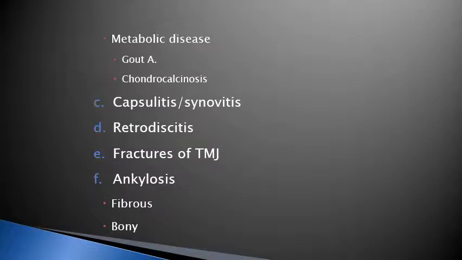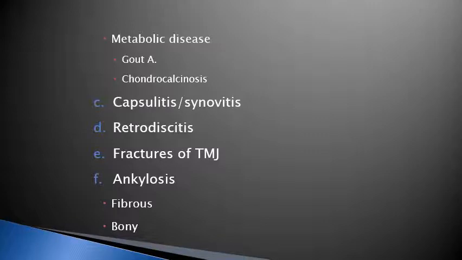You have metabolic diseases: gout and chondrocalcinosis. For the majority, these two are seen associated with other larger joints of the body. The terminal phalanges and the metatarsals are very commonly associated with gout. Sometimes your temporomandibular joint can also be involved with gouty arthritis.